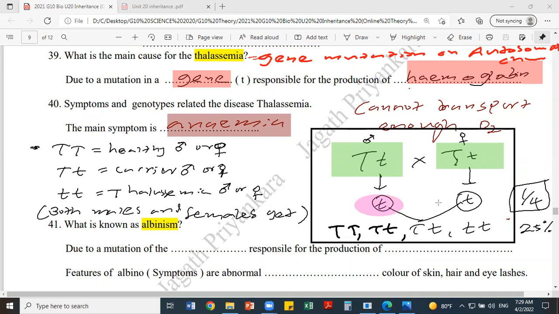A carrier male for thalassemia is married to a carrier female. What is the probability of having a thalassemic boy or girl in the family?